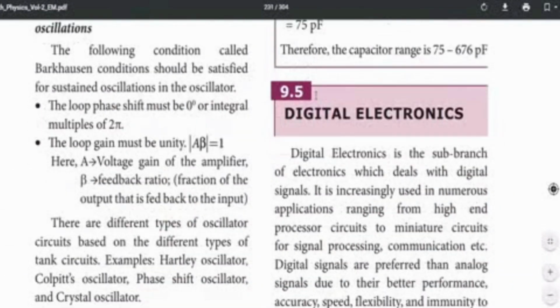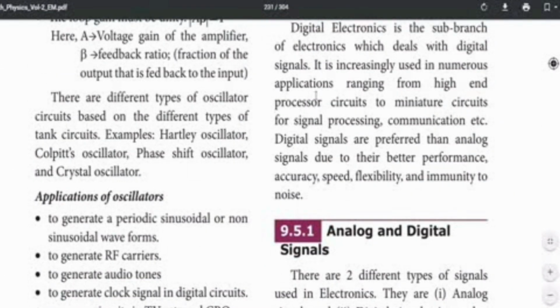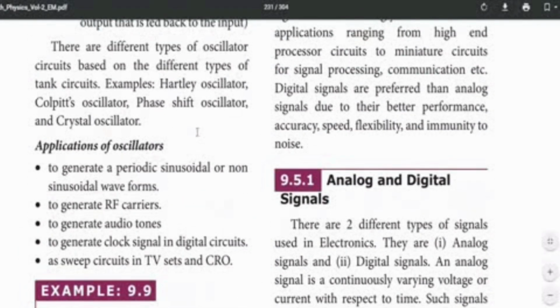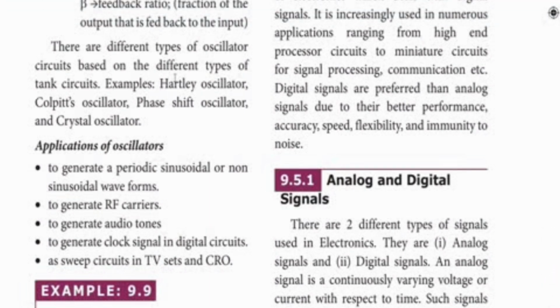So that addition A beta equal to 1. If it is so, it can produce the sustained oscillation. So different oscillators are there by using different tank circuits. Those oscillators are the Hartley oscillator, Colpitts oscillator, phase shift oscillator, and crystal oscillator. So these are all the oscillators. So what is the application of the oscillator?